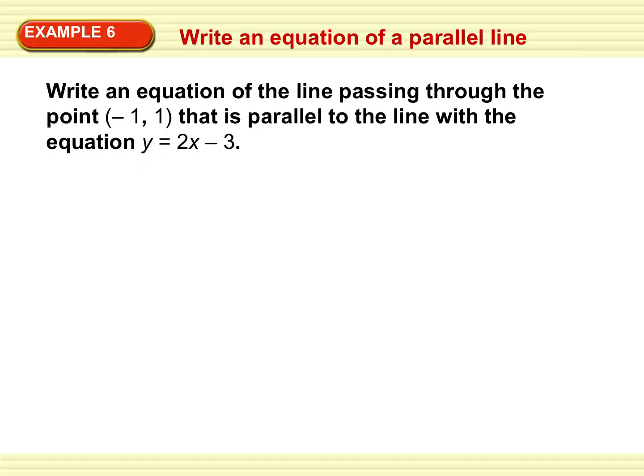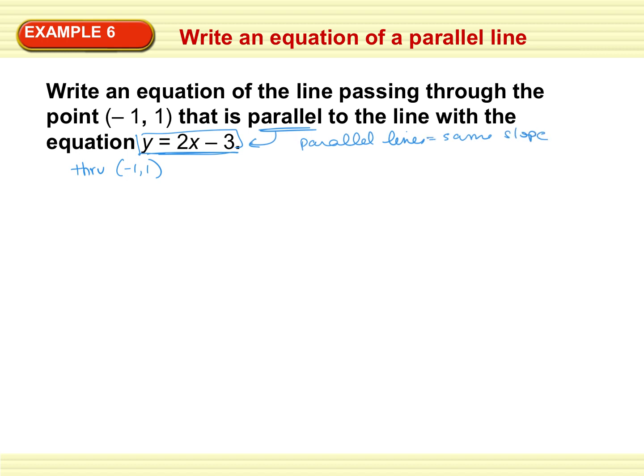So when we get to this problem where they want us to write an equation, this one's going to be a little bit more challenging. Notice they want us to write an equation of a line passing through point negative 1, 1. So the line that they want us to write goes through negative 1, 1 and is parallel to a line with this equation. The only reason they're telling us about this equation and that the line they want is parallel to it is because they want us to use the slope from this equation. We know that parallel lines have the same slope.